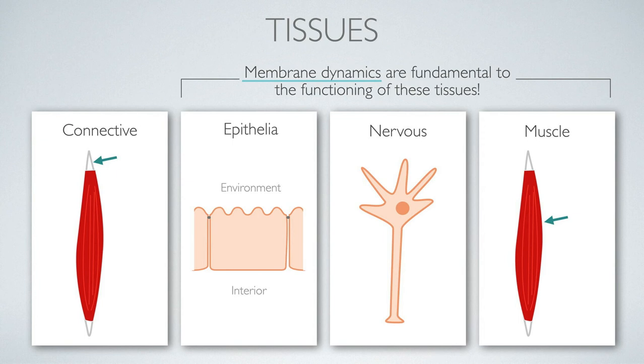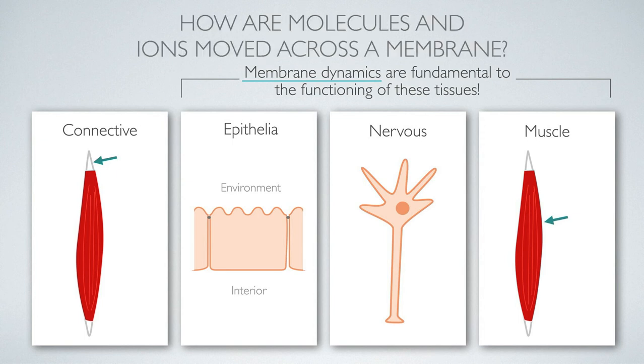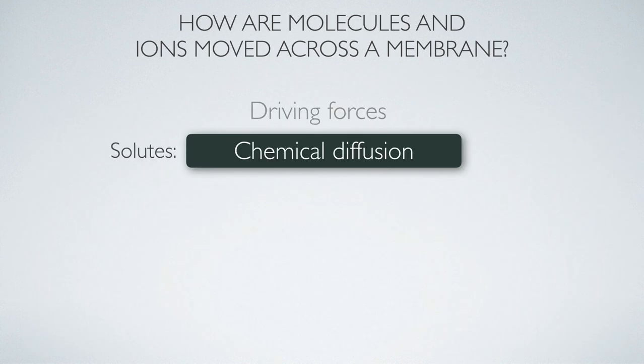So the question for this mini lecture that we'll address is, how are molecules and ions moved across a membrane? What governs the motion of molecules? There are three driving forces that we're going to consider. The first is chemical diffusion. So you've got molecules in solution. First we'll consider uncharged molecules, and let's just think about simple chemical diffusion.